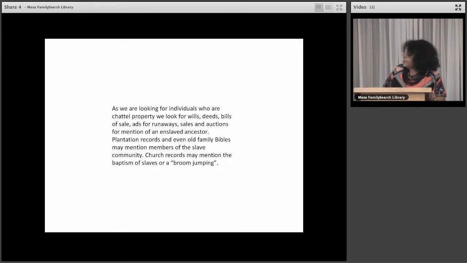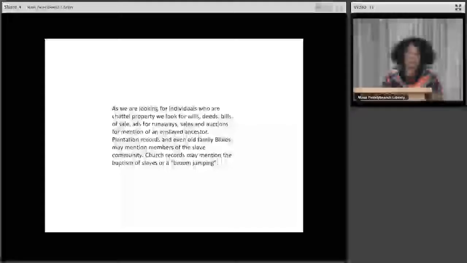Like I said, as we're looking for individuals who are chattel property, we're looking for wills, deeds, bills of sale, ads for runaway slaves, and auctions, plantation records, old family Bibles, and these are the slave owners. Sometimes they will list the slave in their family Bible. As a rule, if a slave was of advanced age, over 100, or if they had done something meritorious, if they had saved someone's life, they would be mentioned.